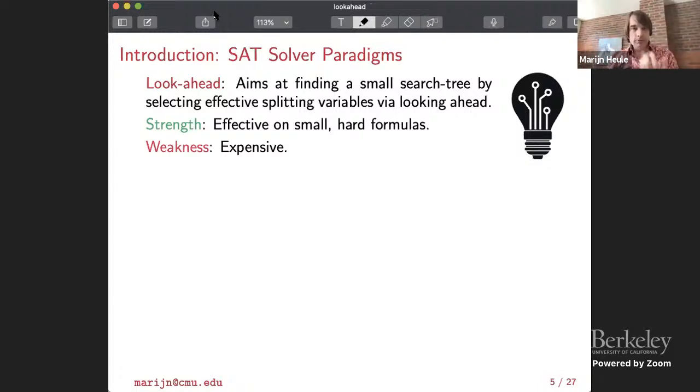Picking the right variable for the split is very important and can reduce the search tree sometimes by orders of magnitude. This approach with the right heuristics is very effective on a broad range of problems, although all of them tend to be relatively small, say up to thousands of variables and thousands of clauses. Its main weakness is that the heuristics are very effective, however, they are also expensive, and if you deal with formulas with, say, 1 million variables, this is completely impossible because these things are just too expensive.